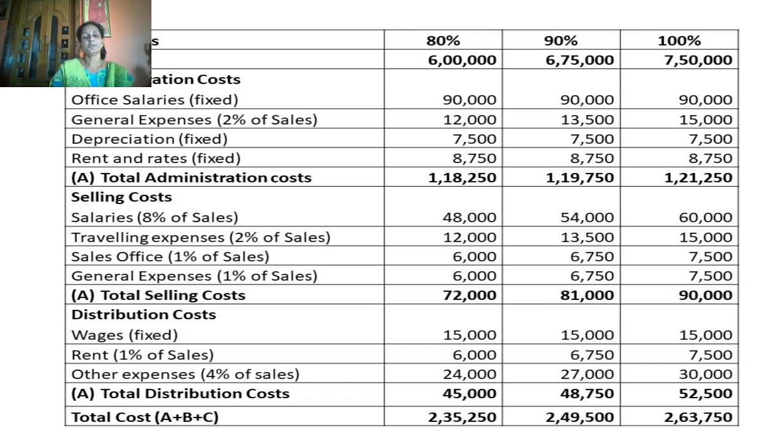When you add up all this, A plus B plus C, that will give you total cost. When you add up all the three costs, that will give you total cost. If you want to find out profit, sales you have already calculated. So 6 lakhs minus this total cost is nothing but profit. So first you calculate cost under the various heads, then take into consideration all the costs, that will give you total cost. Sales minus total cost will give you profit.